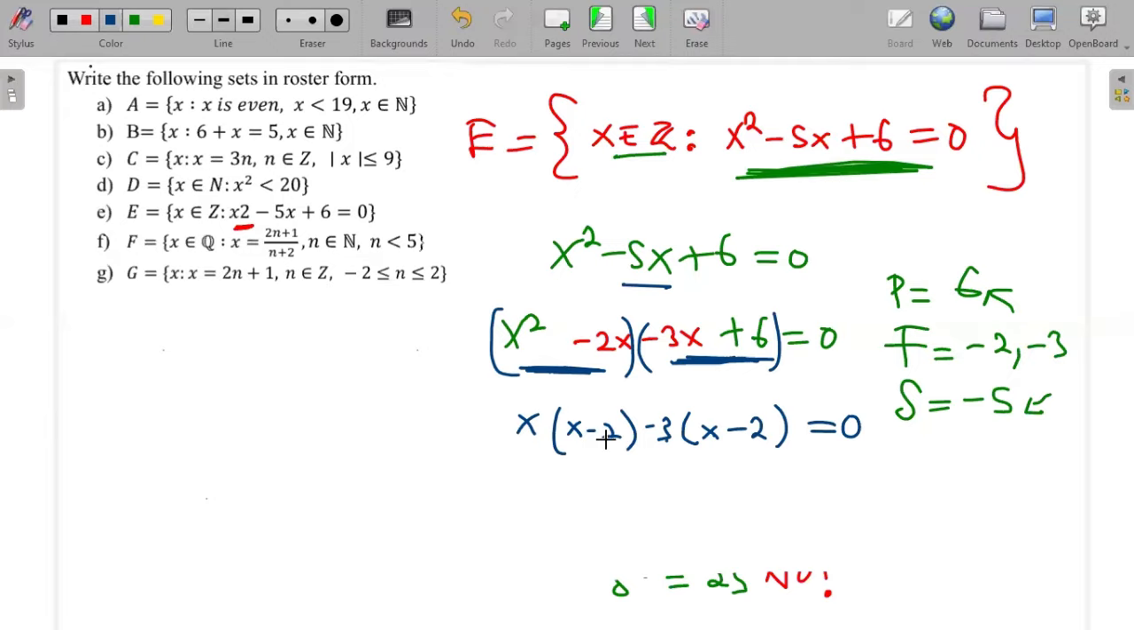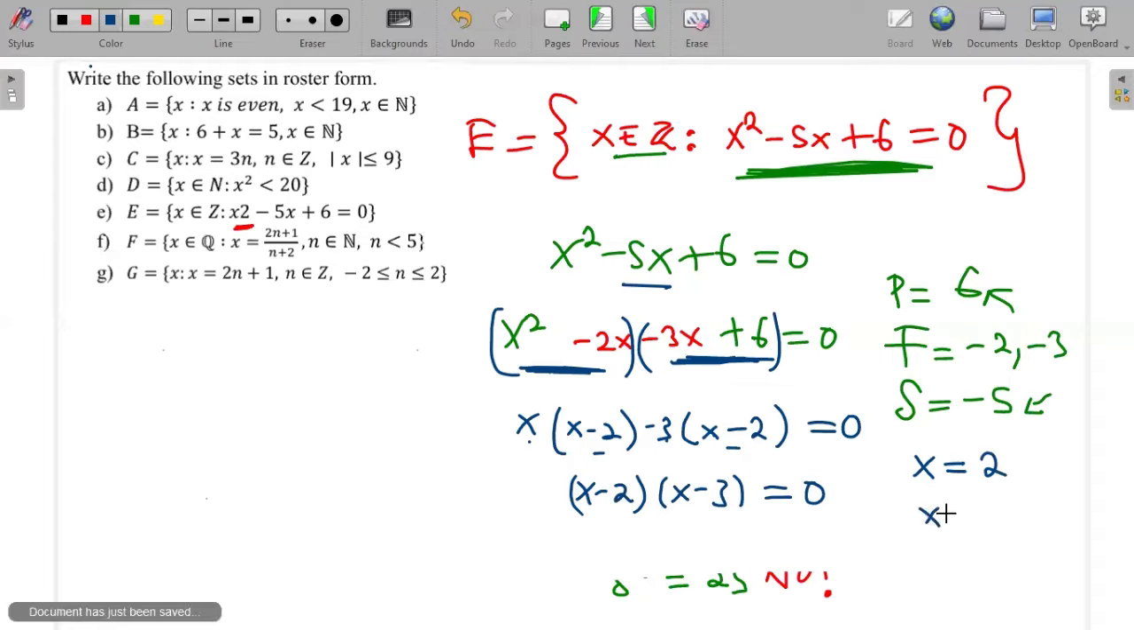So now you can see that whatever is in the bracket is the same, so you write it once. Then you combine whatever was outside there, which is x minus 3, is equal to 0. From here, you equate each of these to 0 and solve for x. The first one gives me x is equal to 2. The other one gives me x is equal to 3.